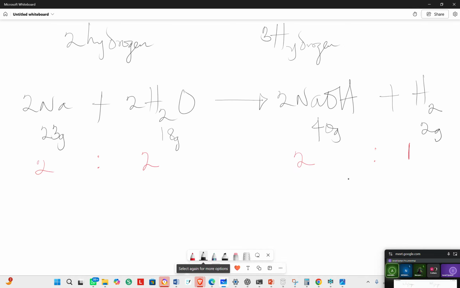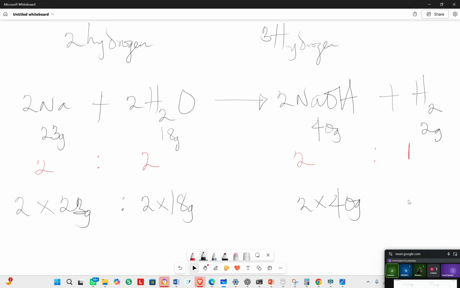From here, if you want to relate their masses together, that's the mass-to-mass relationship. You can easily say that 2 times 23 grams of sodium to 2 times 18 grams of water is 2 times 40 grams of sodium hydroxide to 1 times 2 grams of hydrogen gas.